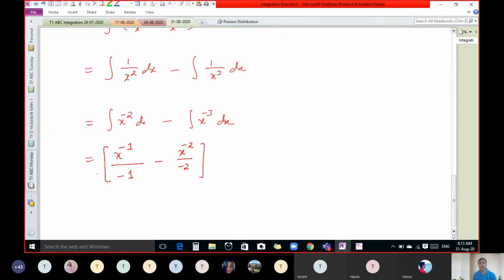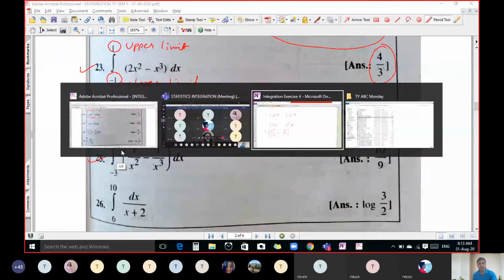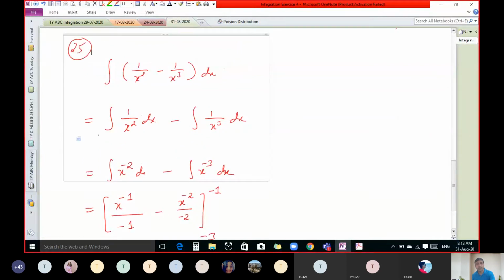And then you have to write the range. So what is the range here? Minus 3 and minus 1. So here you have to write minus 3, here you have to write minus 1. Everywhere in a question, when there is an integration, write the range. Minus 3, minus 1. It is compulsory to write the range.